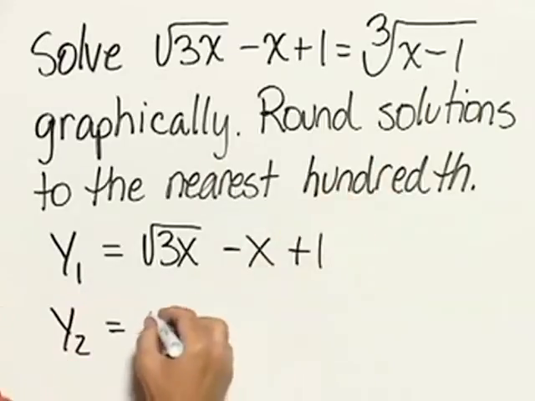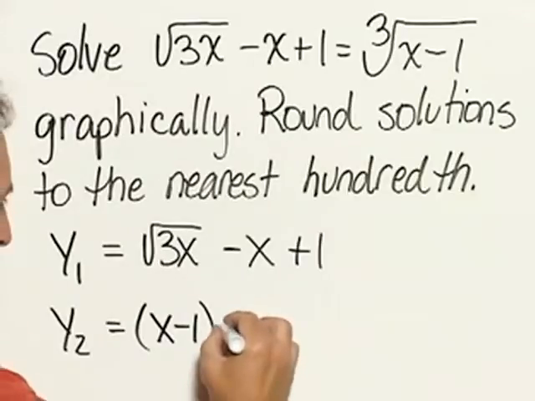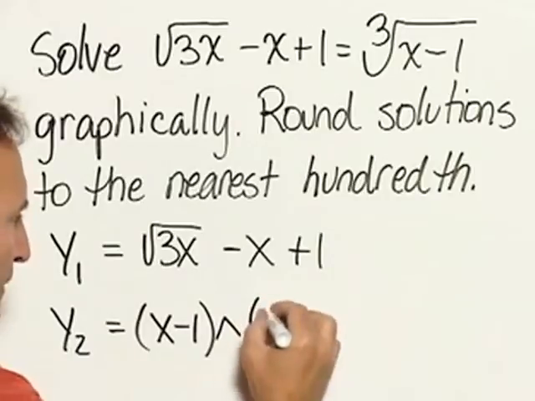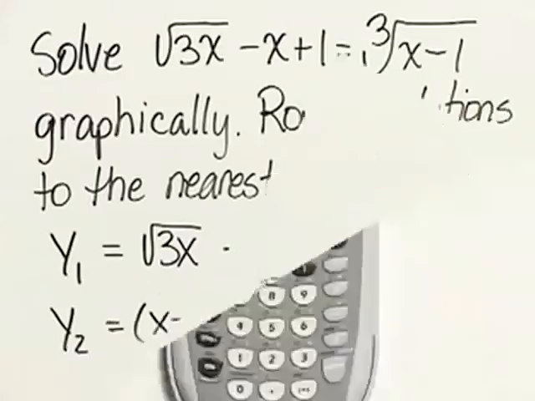We would take the expression x minus 1 and put it in parentheses. And then we would use the exponent, which is the caret, and then we would write in parentheses 1/3. And so that'll show that we mean to raise it to the 1/3 power, or the cube root. So let's go enter those into the calculator.